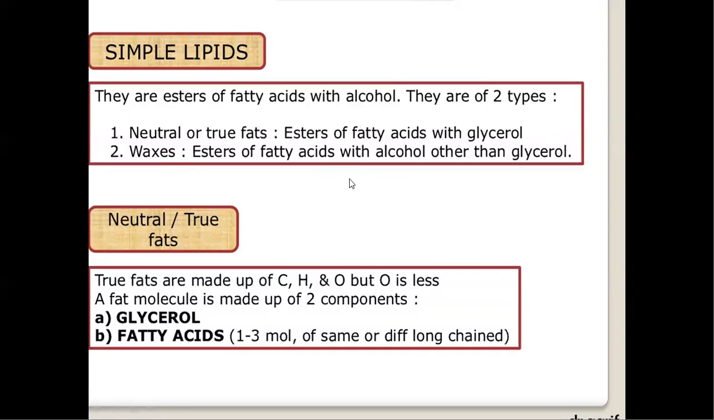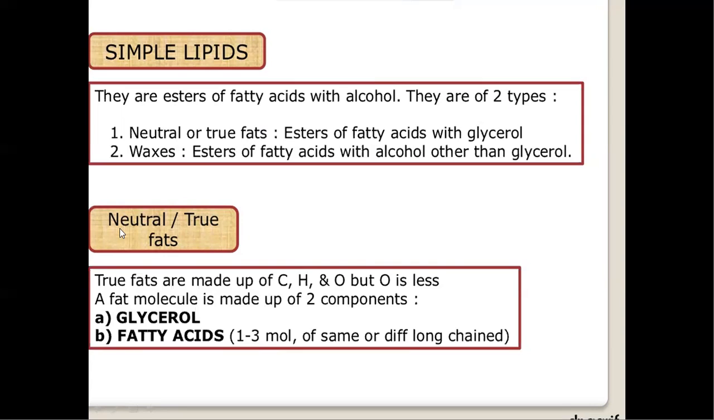In both fats, fatty acid is present. These are esters of fatty acids. In neutral or true fats, fatty acids are along with glycerol, but in the case of waxes, fatty acids are along with a long chain alcohol. So this is the main difference between these two.